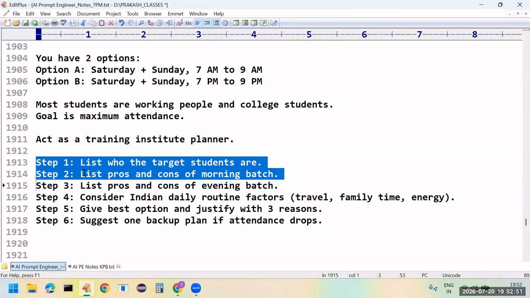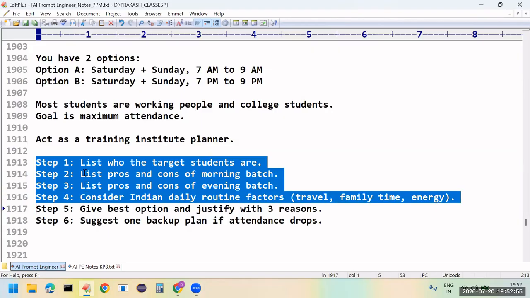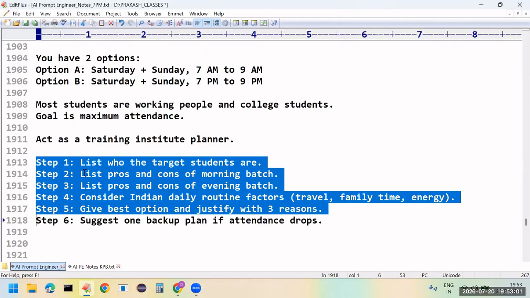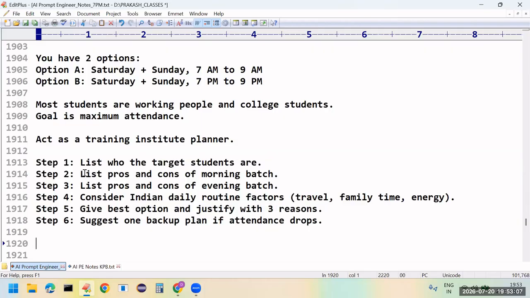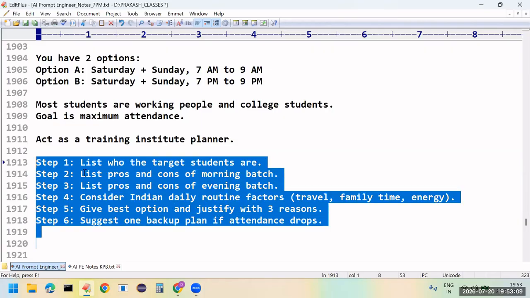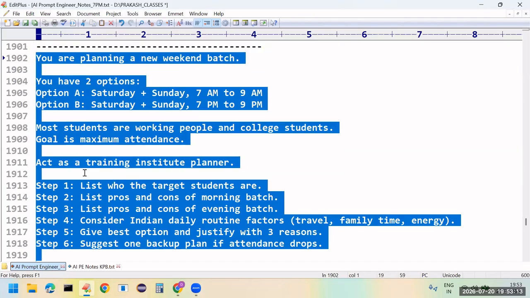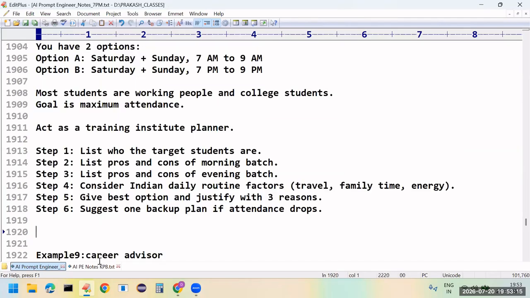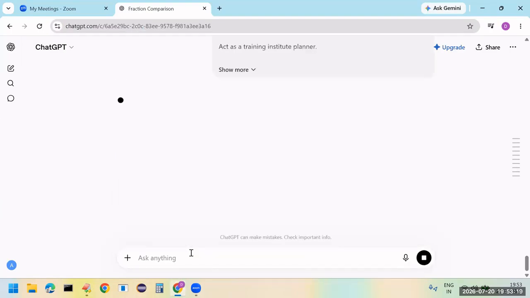List pros and cons of morning batch. List pros and cons of evening batch. Consider Indian daily routine factors like traveling, family time, energy. Give the best option and justify with 3 reasons. Suggest one backup plan if attendance is dropping. Have you observed? I provided clear reasoning steps here. Now see how my AI model is going to give a response.